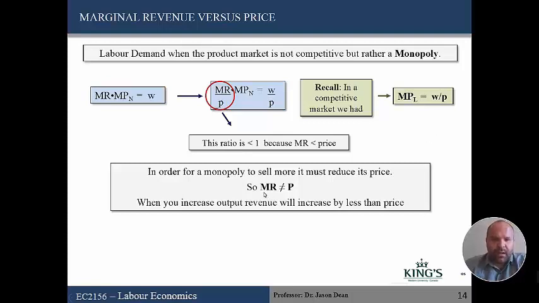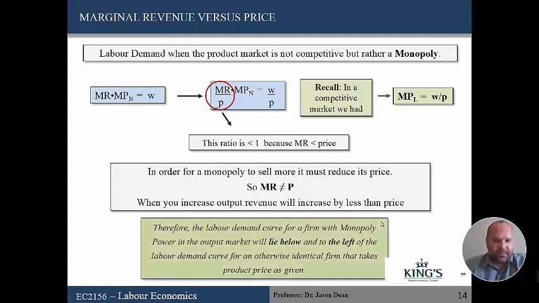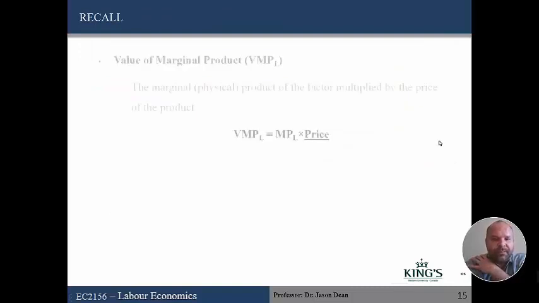Okay, and the reason why marginal revenue doesn't equal the price is because in order for a monopolist to sell more, it has to lower its price. When you increase output, revenue will increase by less than the price. So the labor demand curve for a firm with monopoly power in the output market will lie below and to the left of the labor demand curve for an otherwise identical firm, so everything else the same, that takes the product price as given, so a firm in a competitive industry.